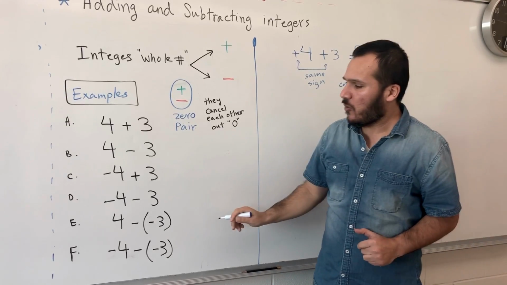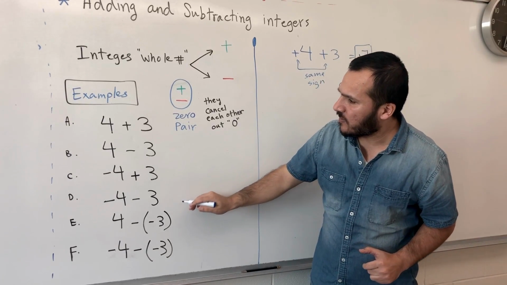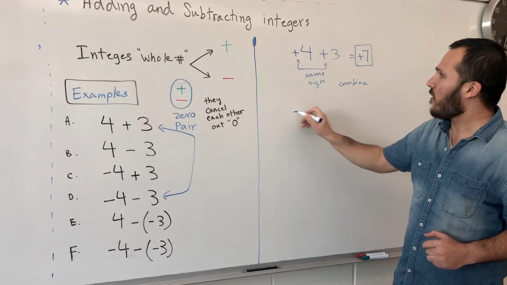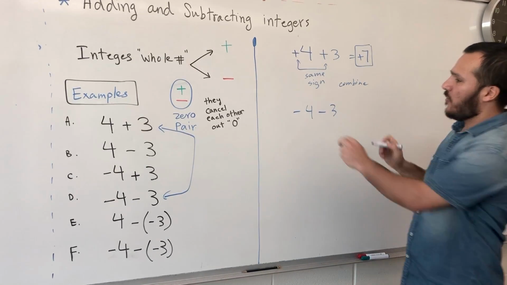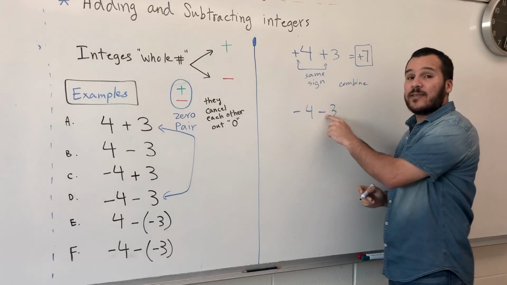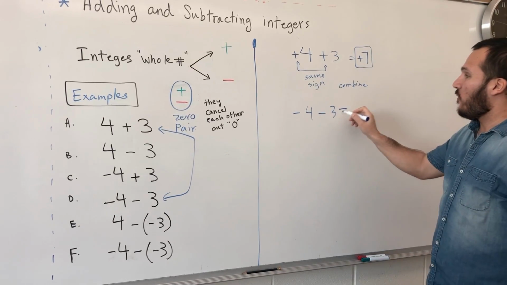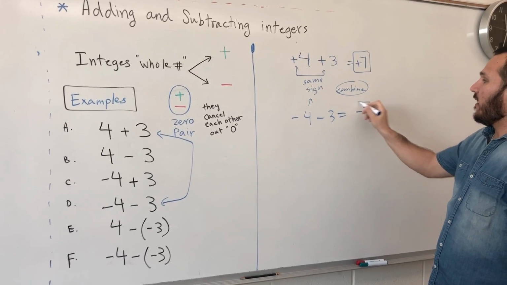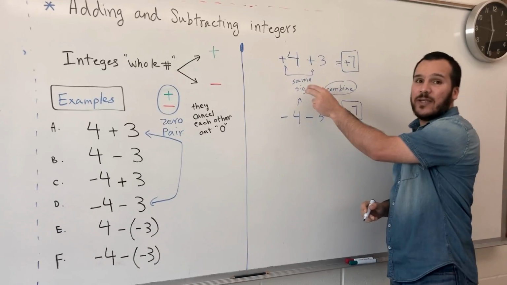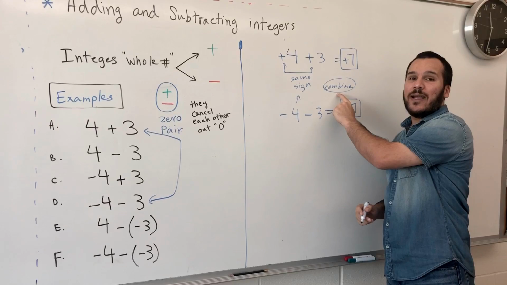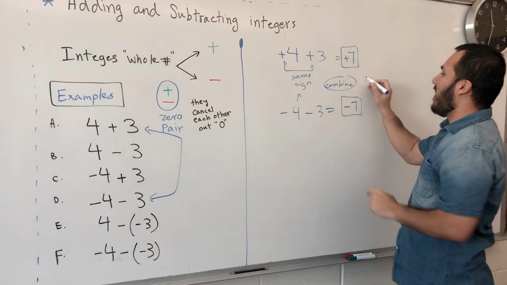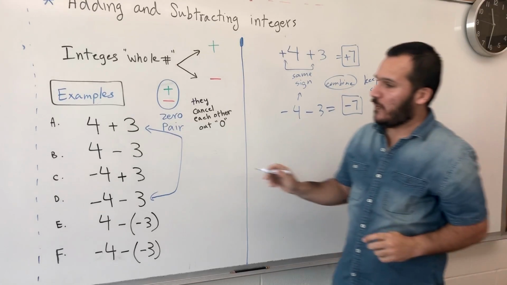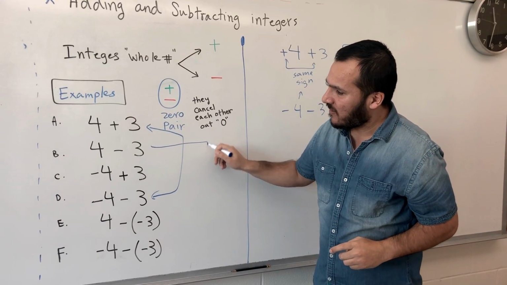The same scenario goes to the last problem. So these are kind of similar. -4 minus 3. You notice the sign for the 4 is negative, the sign for the 3 is negative. So now you're going to combine because they have the same sign, and that's going to be -7. So the first rule is same sign, you combine or you add, and you keep the sign. Okay? Keep sign.